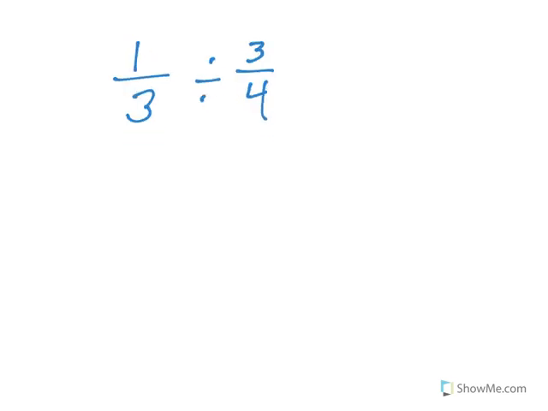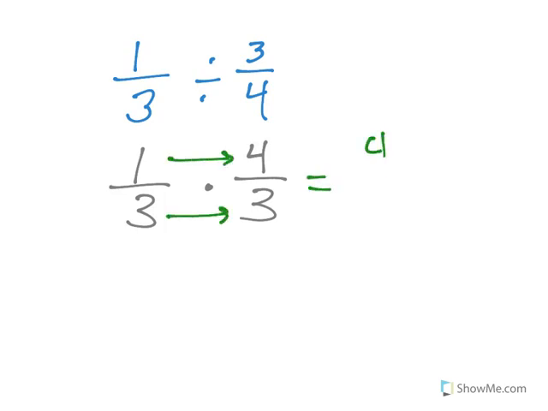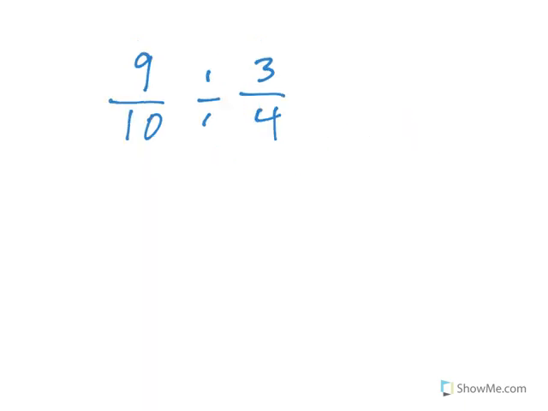Let's do 2 more. 1/3 divided by 3/4. First step, keep, change, flip. Then look to see if you can reduce. So 1/3 times 4/3. The numerator to denominator, nothing is reducible, so I multiply straight across. 1 times 4 is 4. 3 times 3 is 9. Final answer. And the last one, 9/10 divided by 3/4.